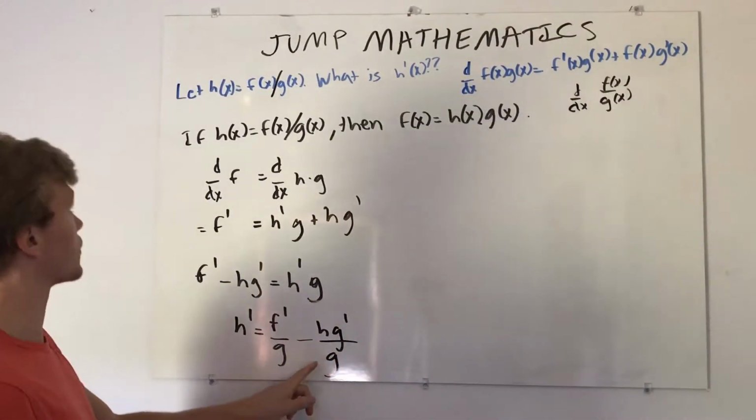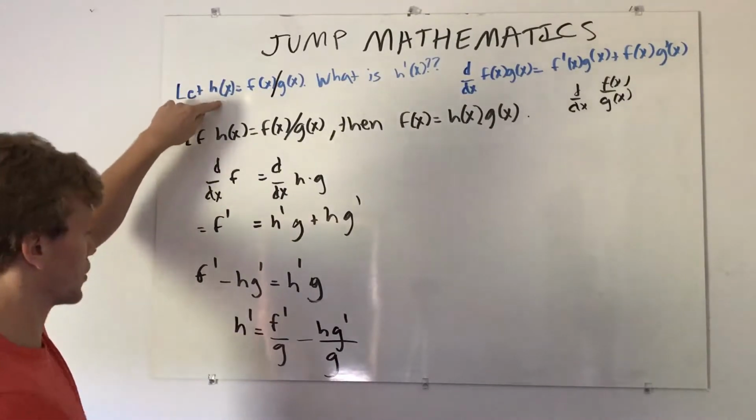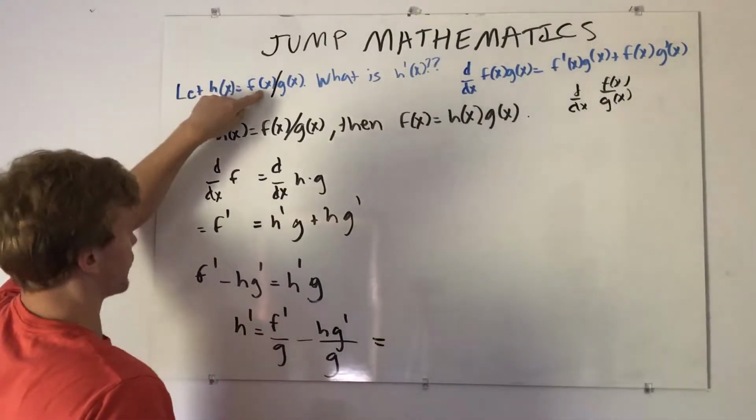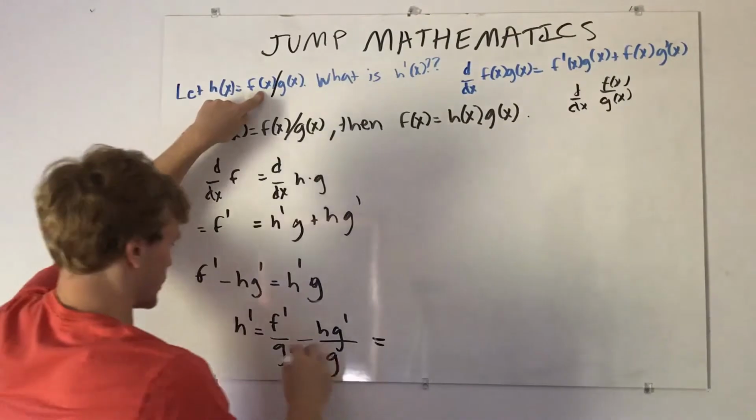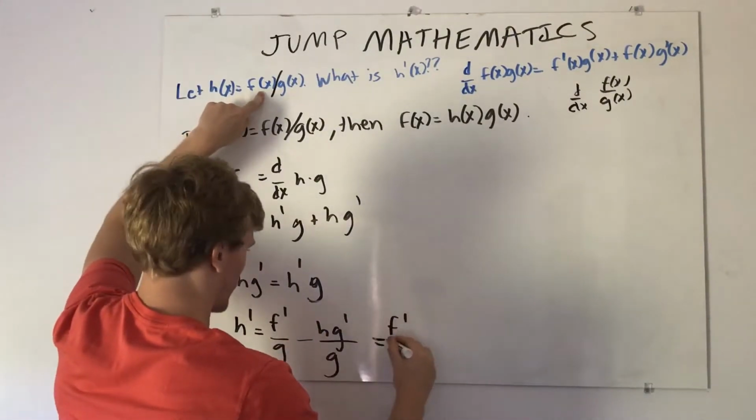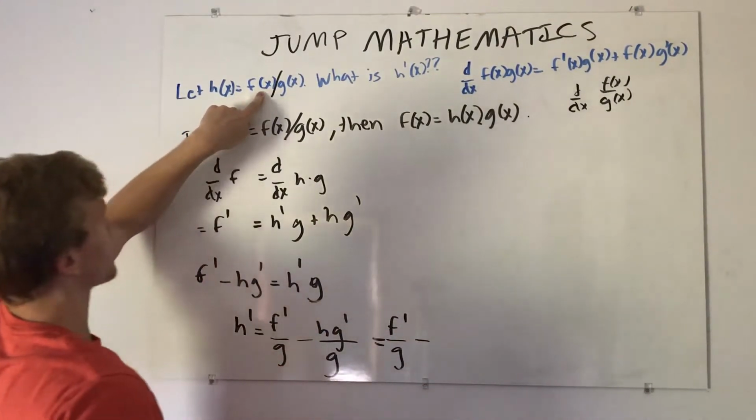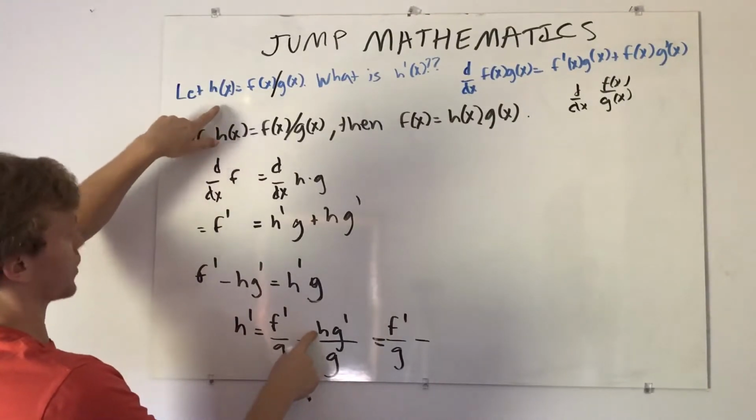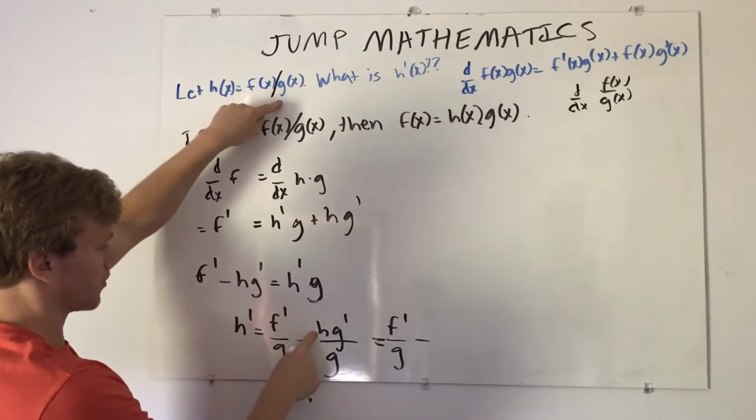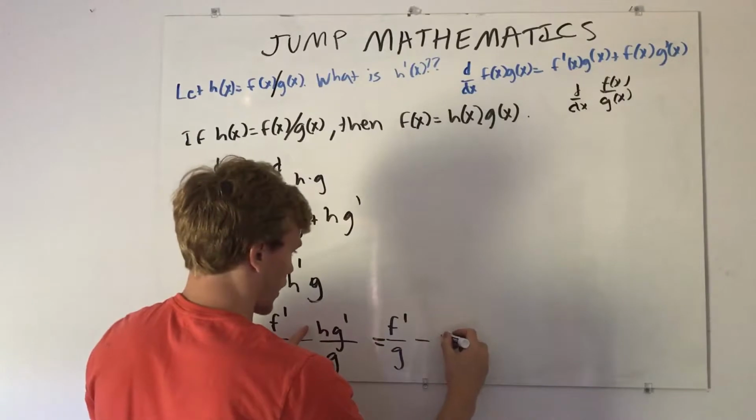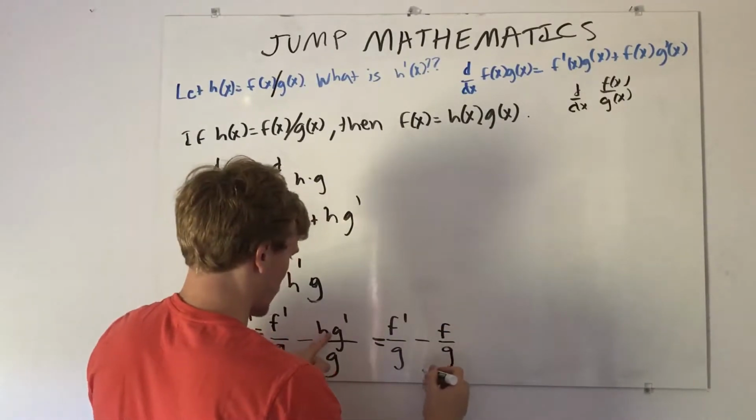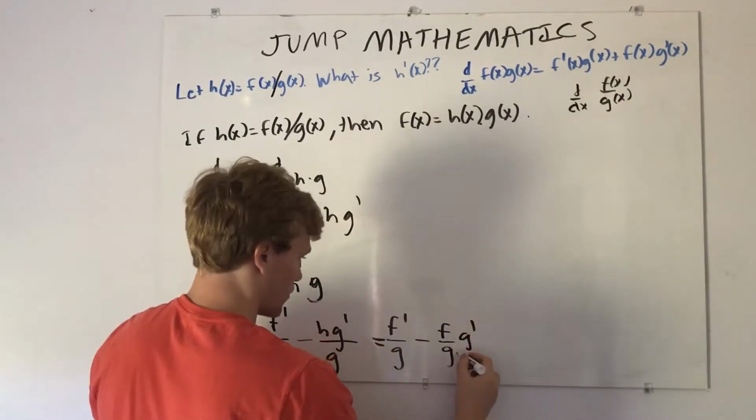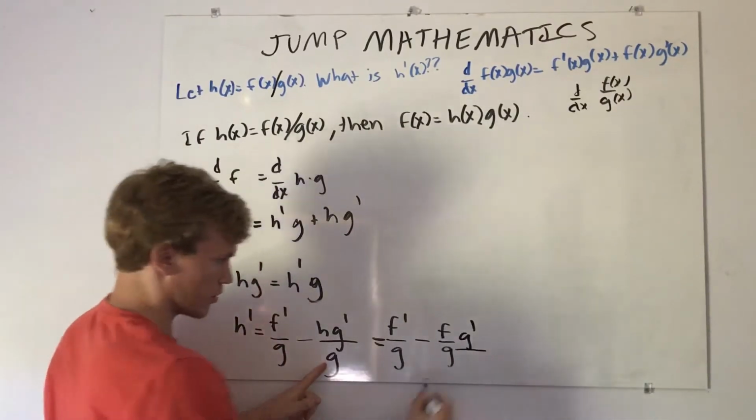But let's remind ourselves, what is h? H is just f of x over g of x. So this is equal to f prime over g minus, right here, all we're changing now is we're plugging in f over g for h. So we get f over g, g prime over g.